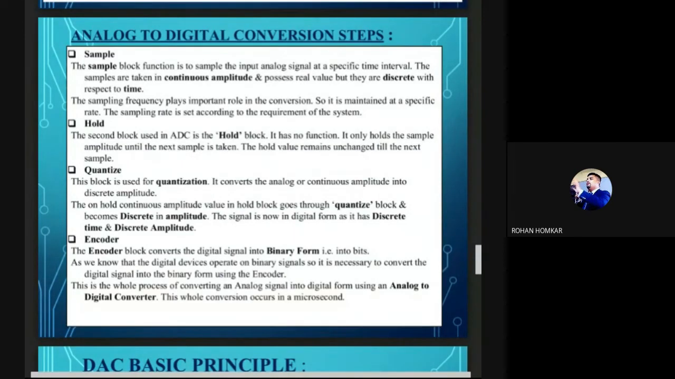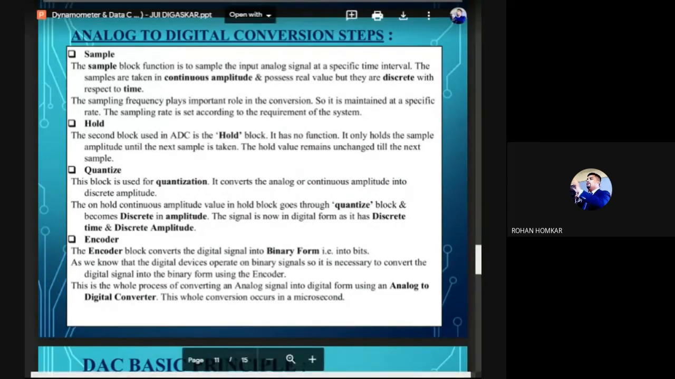Now next is quantize. This block is used for quantization. It converts the analog or continuous amplitude into the discrete amplitude. Now, what do you mean by that? If we have the continuous amplitude, then that continuous amplitude is converted into the discrete amplitude. Then the whole continuous amplitude value in the whole block goes through the quantization. So in the quantization block, this particular value is being converted from the amplitude.